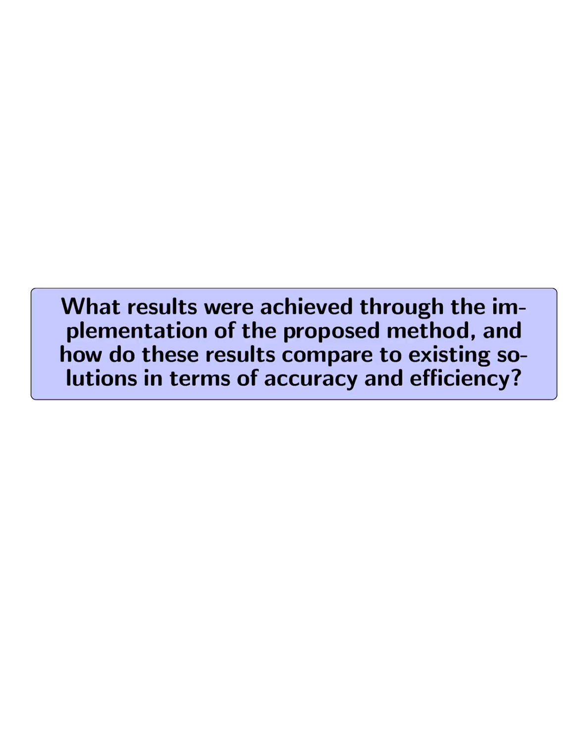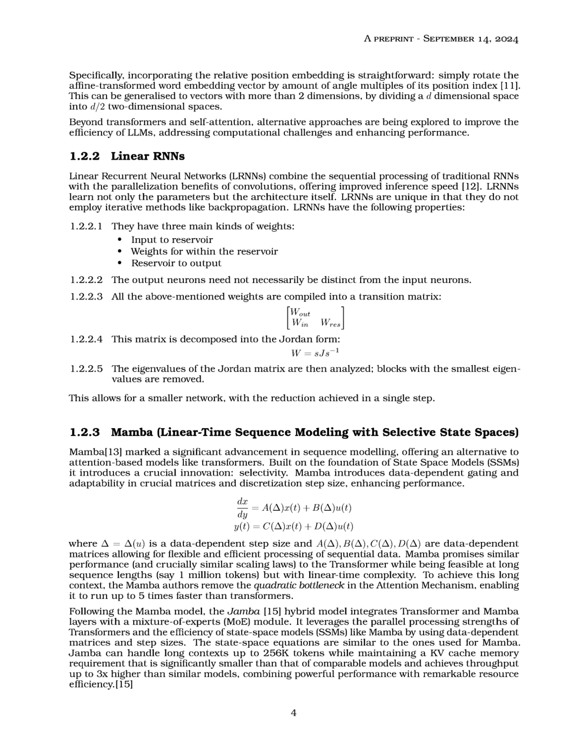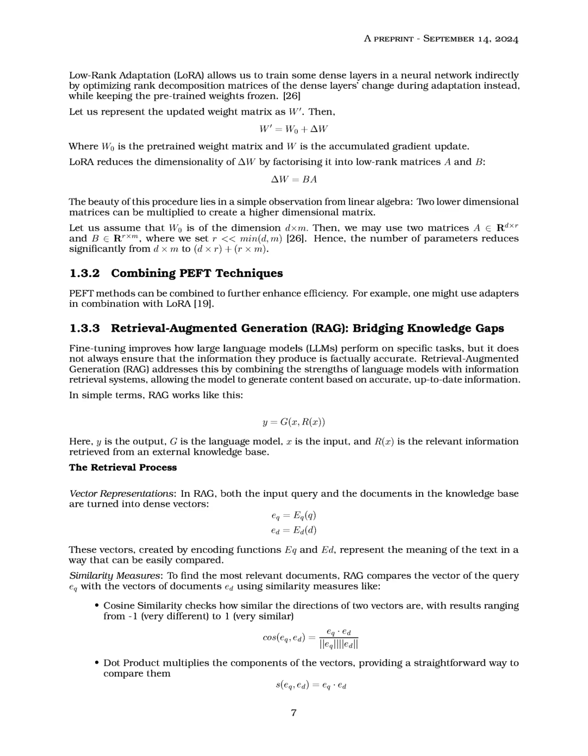What results were achieved through the implementation of the proposed method, and how do these results compare to existing solutions in terms of accuracy and efficiency? The proposed methods, particularly retrieval-augmented generation, RAG, and parameter-efficient fine-tuning, PEFT, aim to enhance the accuracy and efficiency of large language models, LLMs. RAG combines the strengths of language models with information retrieval systems, allowing for the generation of content based on accurate, up-to-date information, which significantly improves factual accuracy compared to traditional LLM outputs.